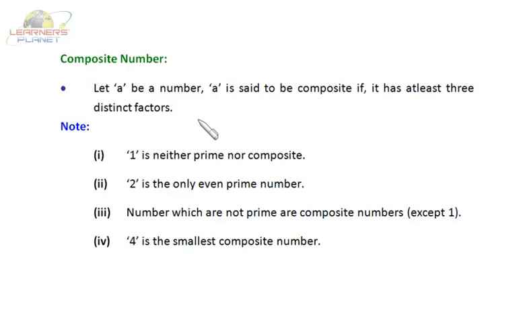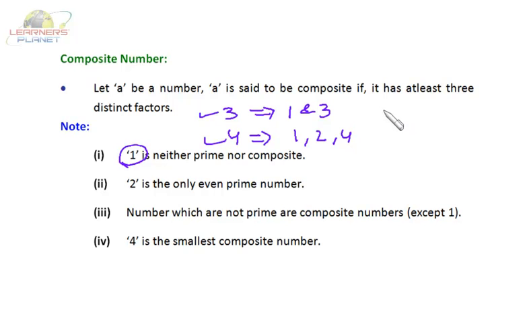Now let's see what are composite numbers. Let A be a number. A is said to be composite if it has at least 3 distinct factors. That means all the numbers which are not prime are known to be composite numbers, except 1. Now suppose I take an example of 3. 3 is having two factors, that is 1 and 3. Now let's take the example of 4. 4 is having 1, 2 and 4 as factors. That means 4 is having more than 2 factors. That means 3 is a prime number but 4 is a composite number.